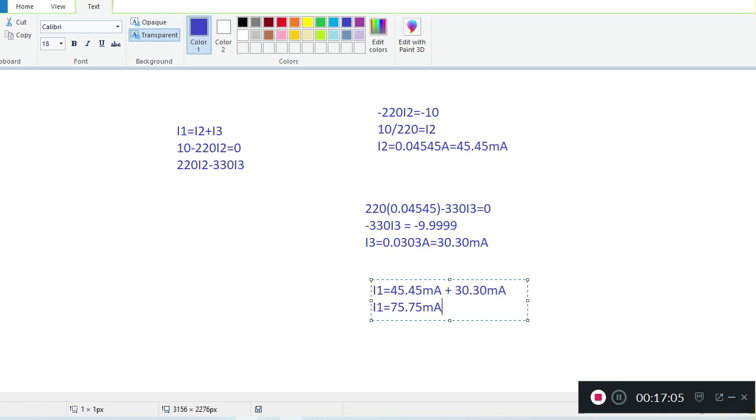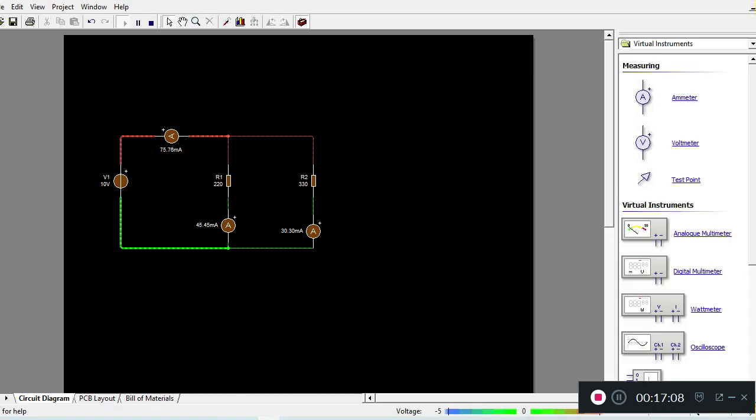Now let's come back to our circuit. Here you can see that our I1 is 75.76 milliamps. It's just because of the decimal points. In our theoretical calculation, if we had extended our decimal points to about 3 or 4 decimal places, we would have gotten 75.76 milliamps, just as here. But we got 75.75 milliamps, which is almost the same as this one. That means we are correct. We got our I2 to be 45.45 milliamps, which is the same, which also means we are correct. And we got our I3 to be 30.30 milliamps, which also means we are correct.